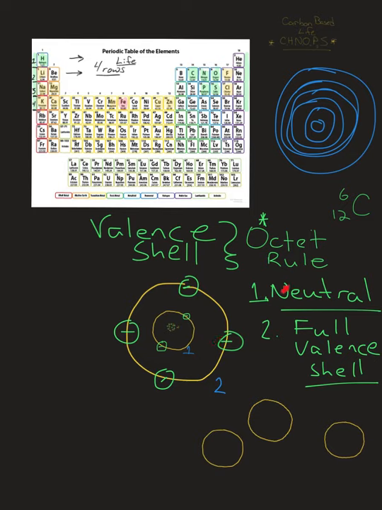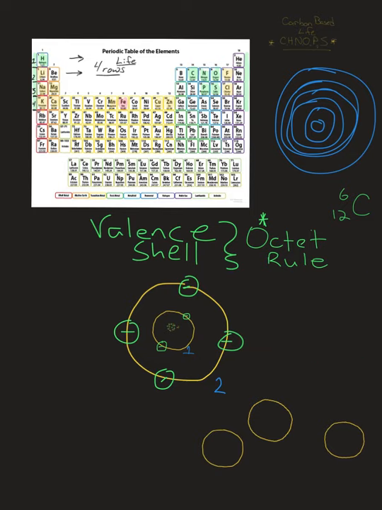All right. But these two rules drive how elements bond: the fact that they tend towards neutrality and that full valence shell. So remember those two rules as we move forward, because you're going to see them applied over and over and over again. That octet rule. All right, so that's carbon. Let's keep that here.